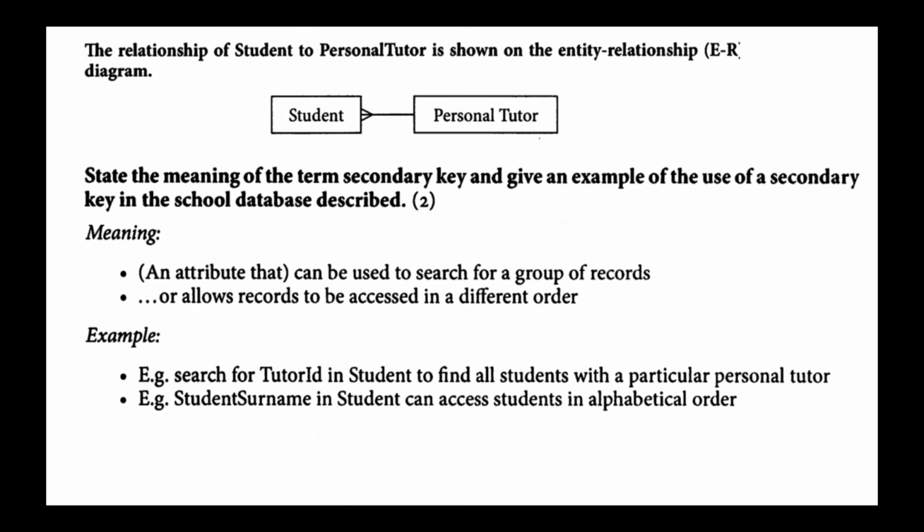An example you could have given, so the second mark is for the example. So search for a tutor ID in student to find all students with a particular personal tutor. And another example would be student surname. In student, surname can access students in alphabetical order. So sort by student surname.